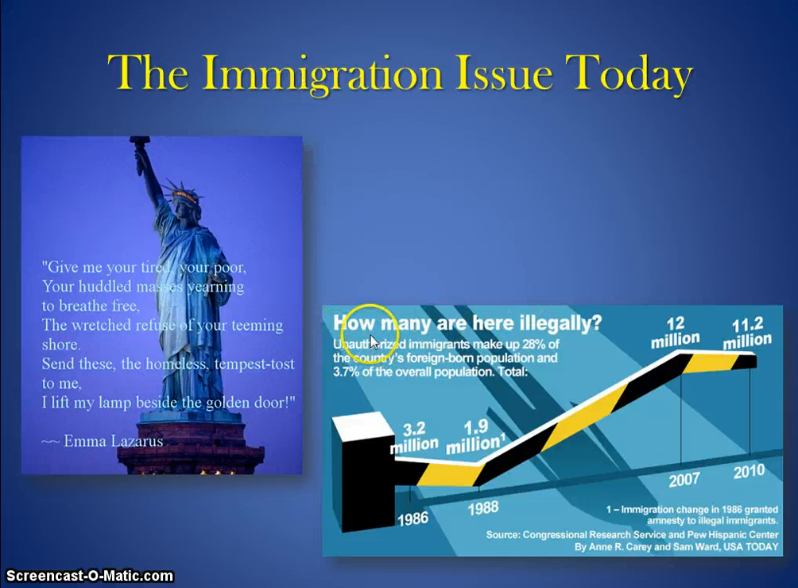On one side, we can see this graphic shows how many are here illegally. Unauthorized immigrants make up 28% of the country's foreign-born population and 3.7% of the overall population. And you can see this graph shows immigrants into the United States and how it's grown over just the last 30 or so years. So there are reasons that people believe that illegal immigration and immigration in general is potentially a threatening thing.